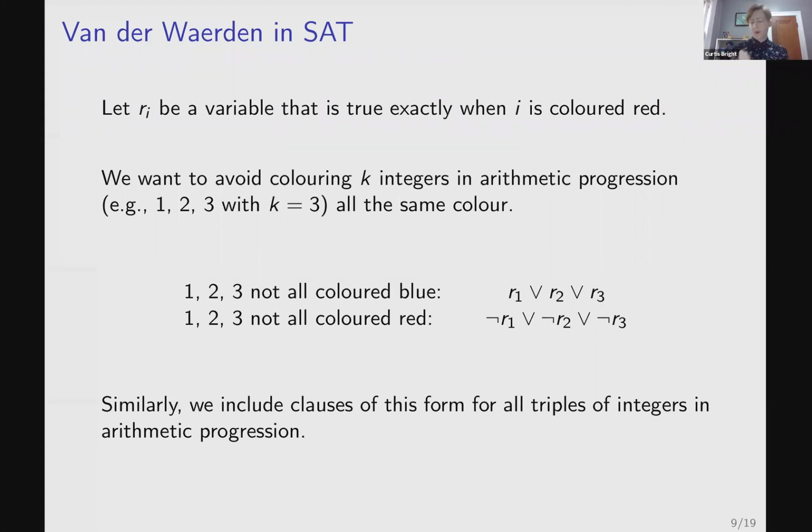All right, so we know that we don't want 1, 2, 3 all to be colored the same way. This is our coloring condition. So in particular, they can't all be colored blue, meaning at least one must be colored red. So we have a clause: 1 is colored red, or 2 is colored red, or 3 is colored red. We also know they can't all be colored red. At least one has to be colored blue. So either 1 is not colored red, or 2 is not colored red, or 3 is not colored red. This is also a clause. And so obviously there's nothing special about 1, 2, 3 here. You can just generate clauses of this format for any set of integers in arithmetic progression.